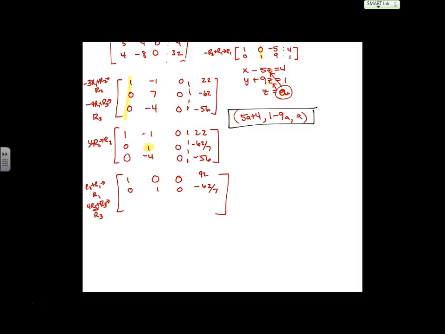Positive 92 sevenths, right? And last but not least, row 2, sorry. 4 times row 2: 0 plus 0 is still 0. 4 times 1 is 4, minus 4, 0. 4 times 0 plus 0 is just 0. 4 times negative 62 sevenths, 248. I got 248 sevenths. Good.